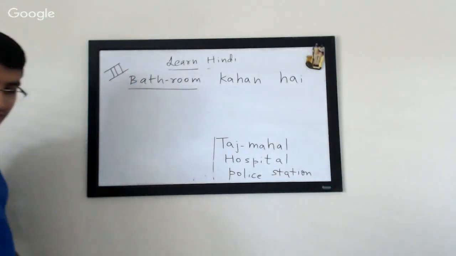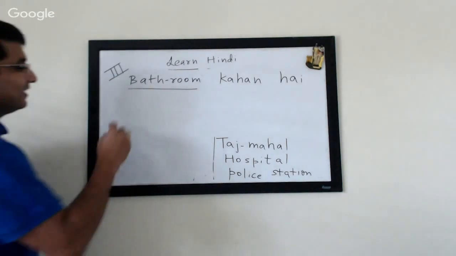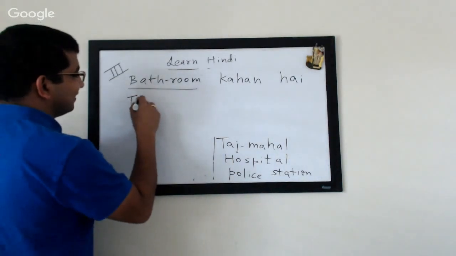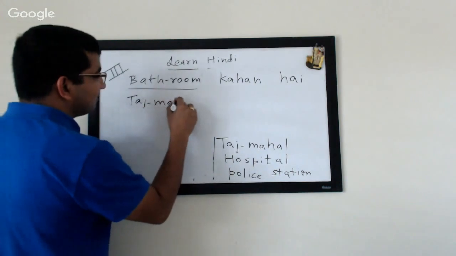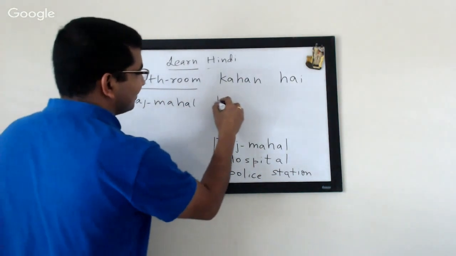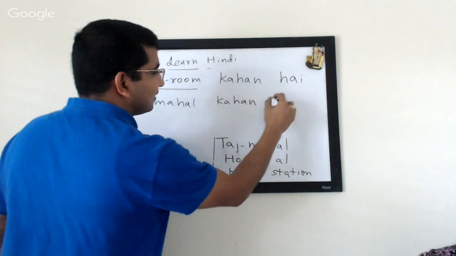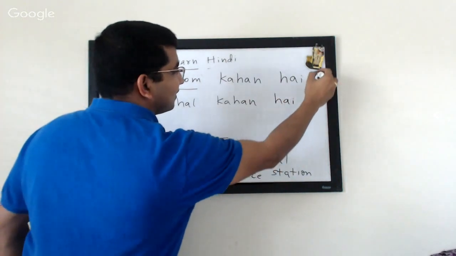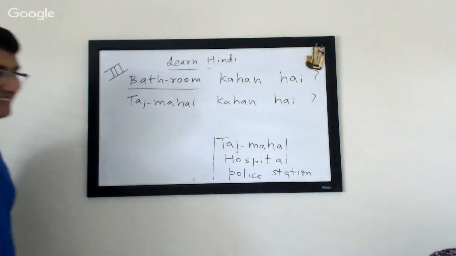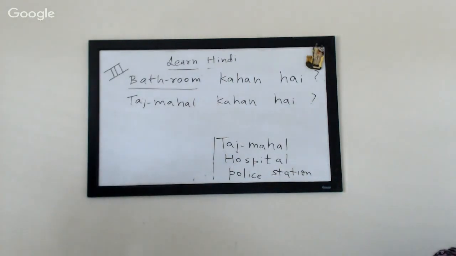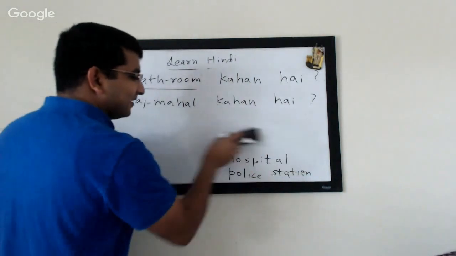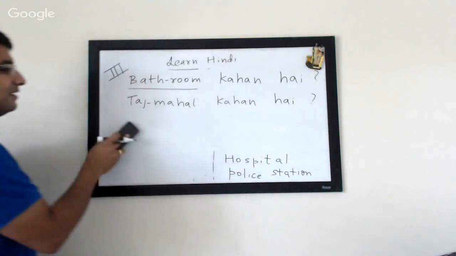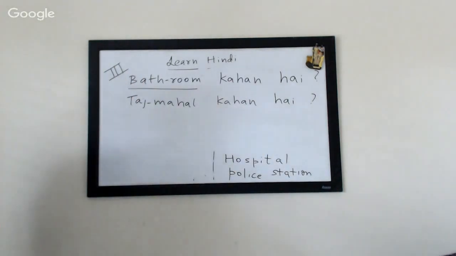That should be straightforward. So a few people said Taj Mahal कहाँ है? Okay, what would be the answer? Taj Mahal आगरा में है. Agra में है, right?